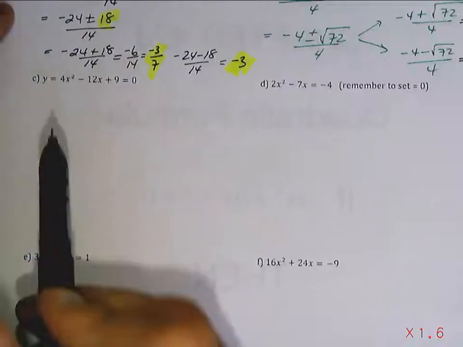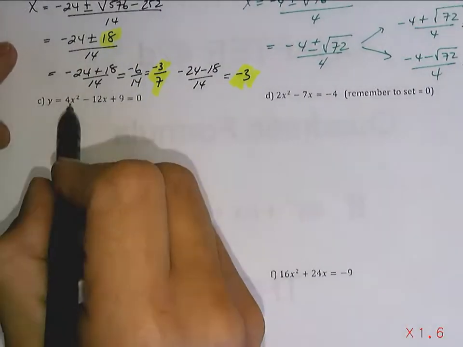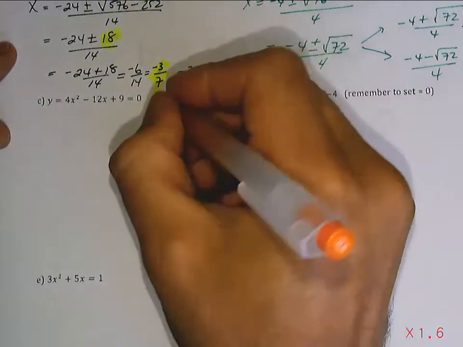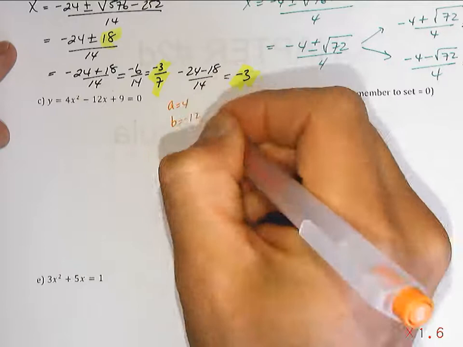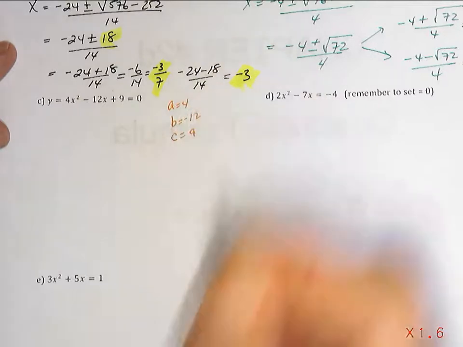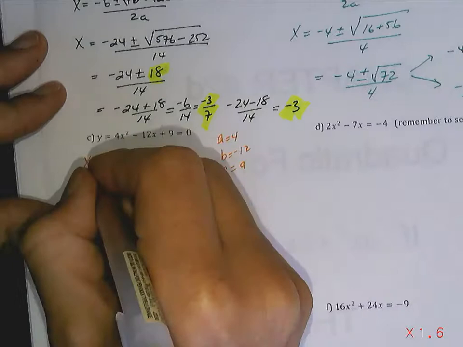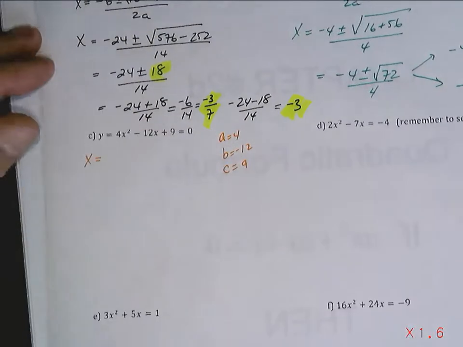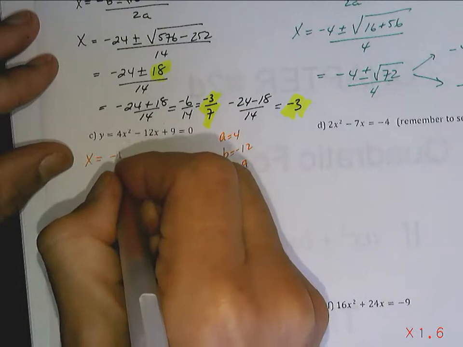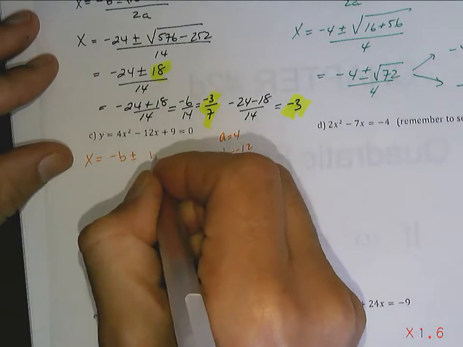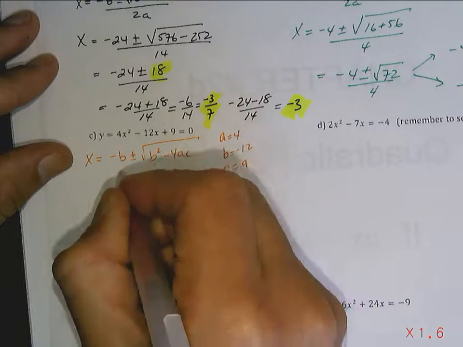Okay, we're back. So we're looking at C and D. So C, take a look at the A value is 4. The B value is negative 12, and the C value is 9. Now guys, you have to be really careful with what you're doing. My in-class audience is having some difficulty here. It's minus B plus or minus the square root of B squared minus 4AC all over top of 2A.